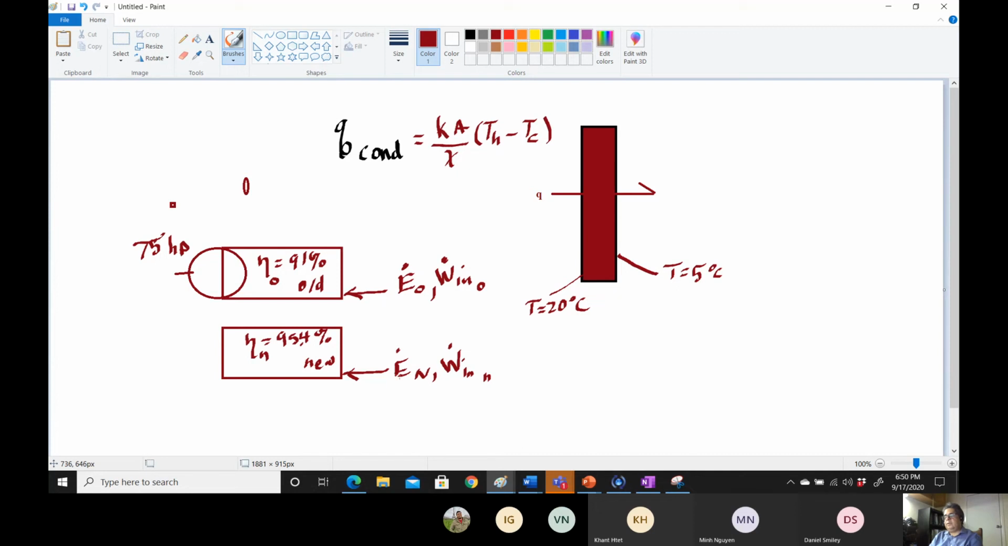The new one is going to be more efficient, therefore it's less electric work. The output's still the same, right? We got 75 horsepower on both, so that's a given. We'll have the same exact output.